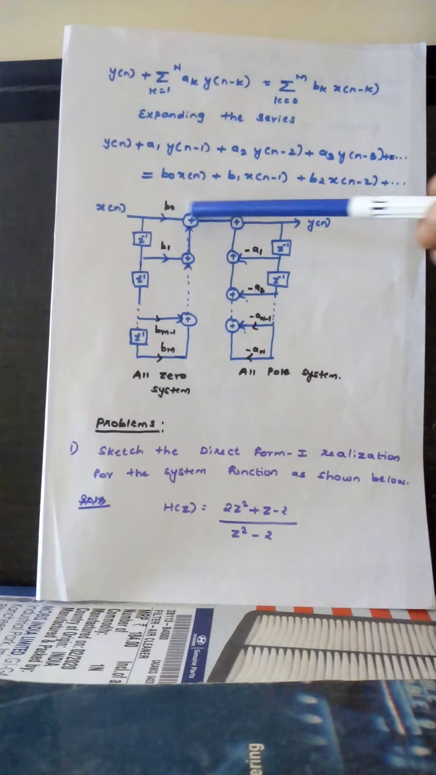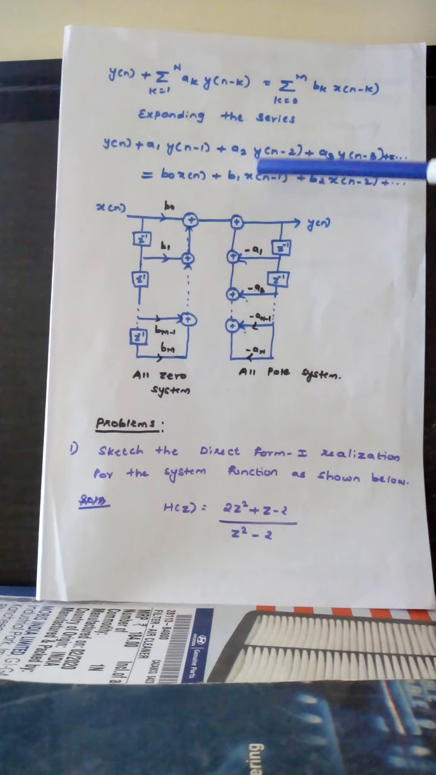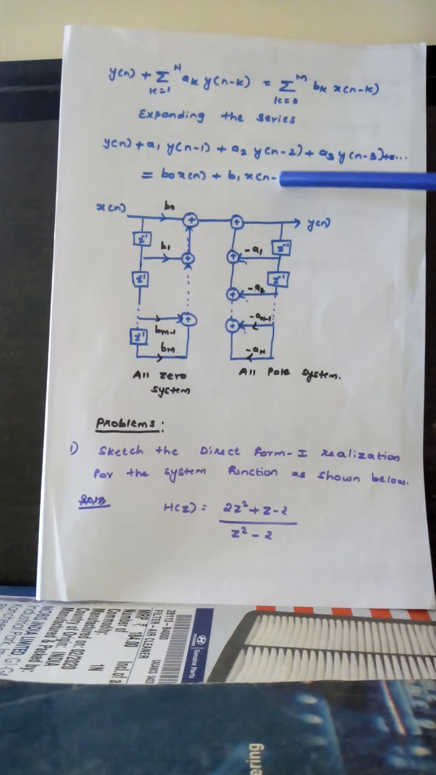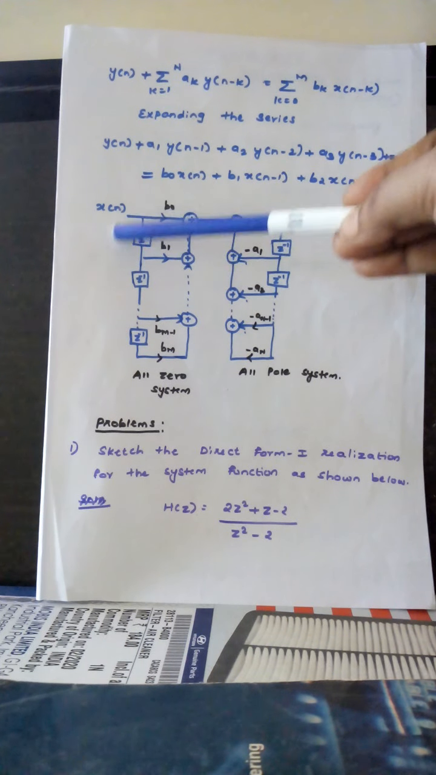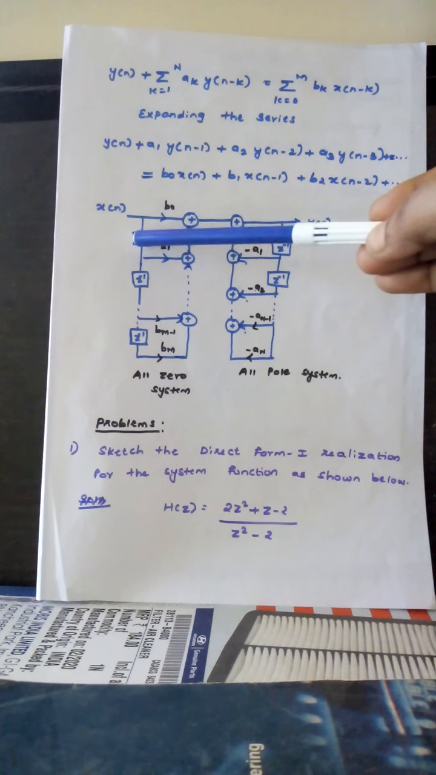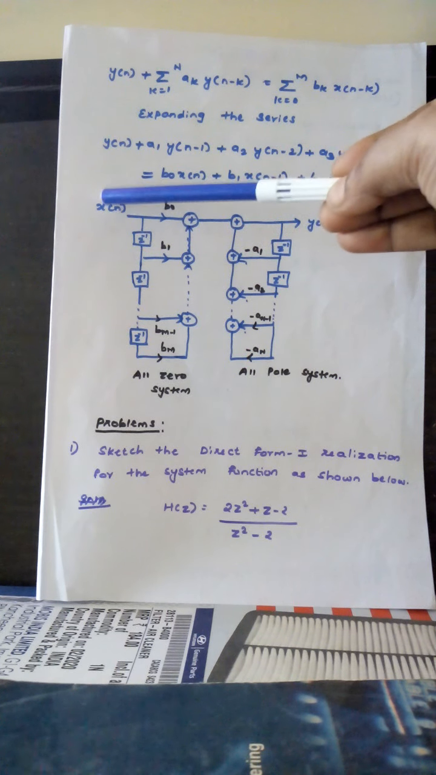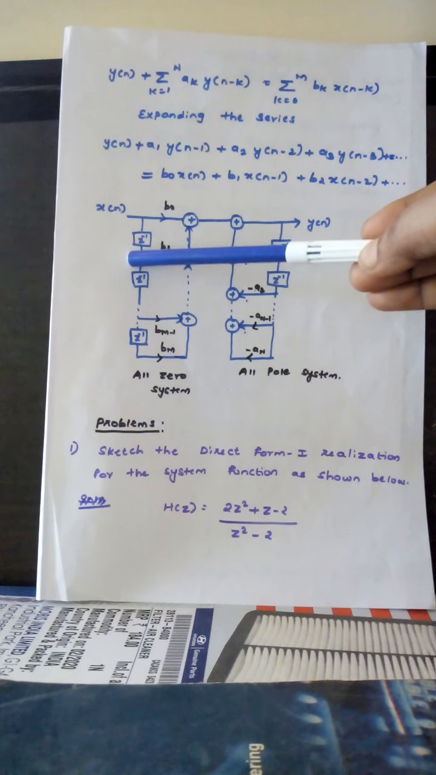So we need a one adder here, and again it is adding with b1 into x of n minus 1. So here we are having x of n, next we are having x of n minus 1. So we have to use a shifting operator. Instead of a shifting operator, here we are using z to the power of minus 1. It represents shifting. So the x of n is shifted to x of n minus 1.